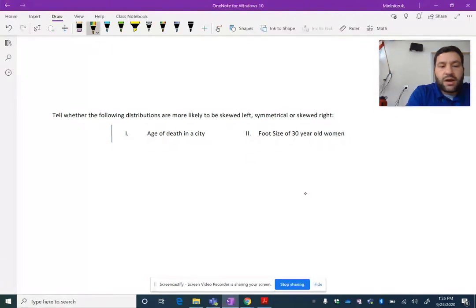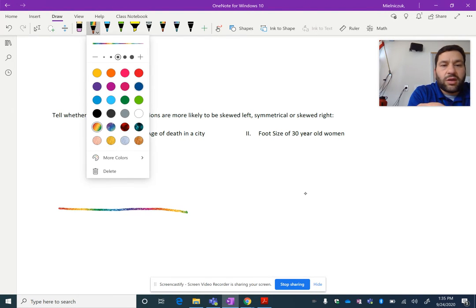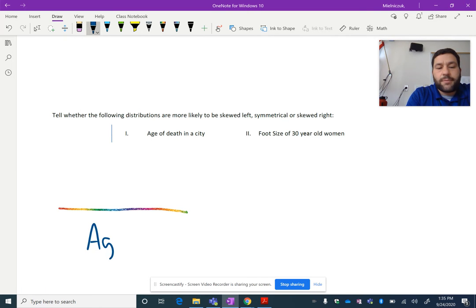Okay, we got our graph. All right, and typically the older you are, the more likely you are to pass away. So if it was age on the bottom, we would see that the older you get, the more likely you are to pass away. So we would have a graph that should look something like this one here.